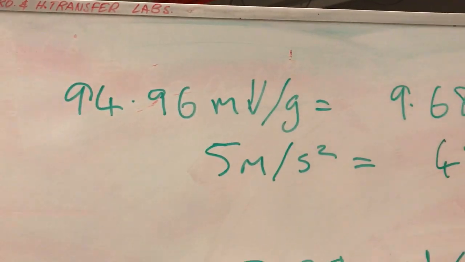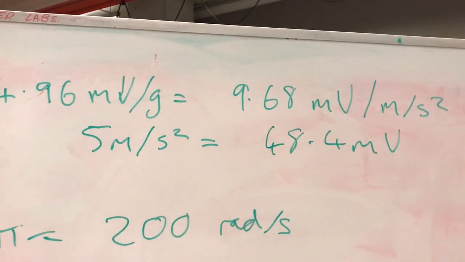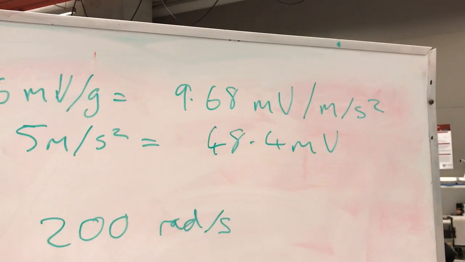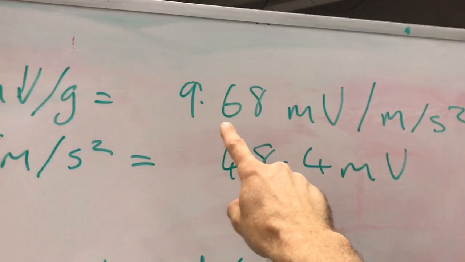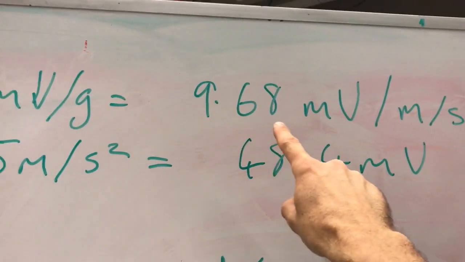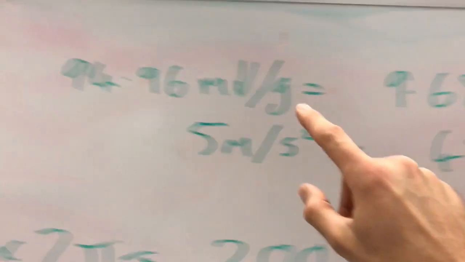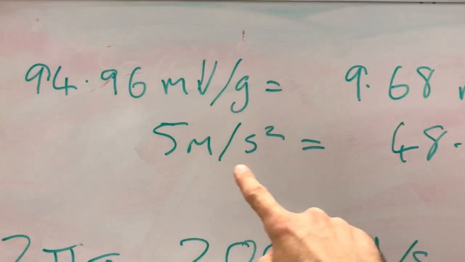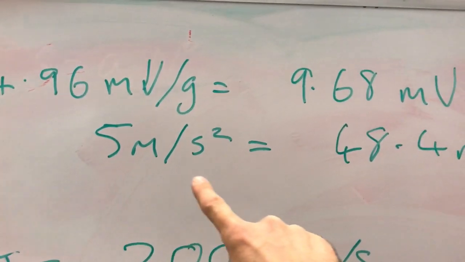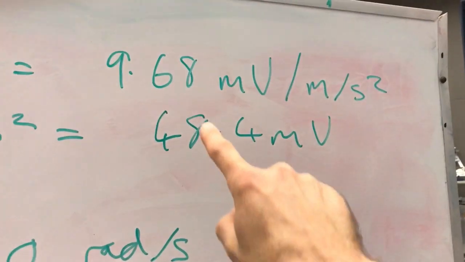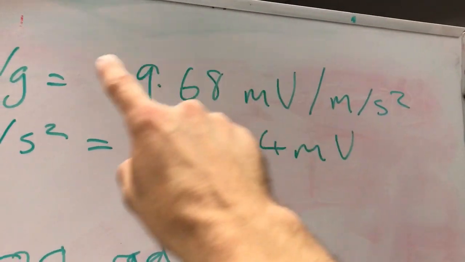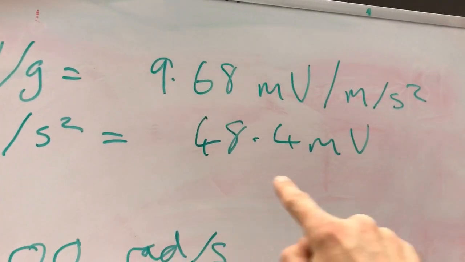If I go over to my whiteboard here, I can convert from 94.96 millivolts per G to millivolts per meter per second squared, because we are working in meters per second squared. So dividing by 9.81 gives me 9.68 millivolts per meter per second squared. To get a 5 meters per second squared acceleration amplitude, I therefore need to multiply this sensitivity by 5, which gives me 48.4 millivolts.